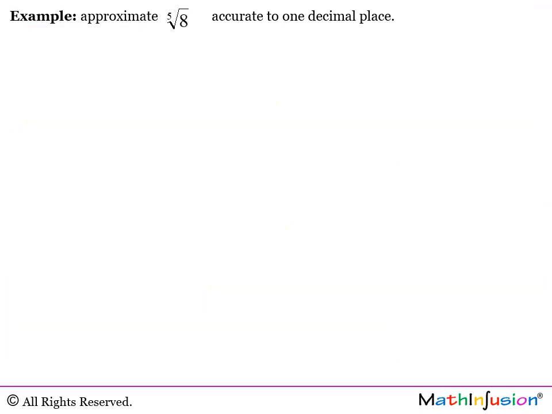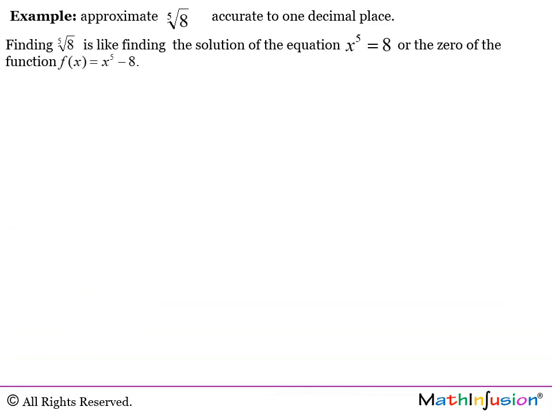Example: approximate the fifth root of 8 accurate to 1 decimal place. Finding the fifth root of 8 is like finding the solution of the equation x to the 5 equals 8, or the zero of the function f of x equals x to the 5 minus 8. Because Newton's method can find zeros of functions, we are going to apply that.